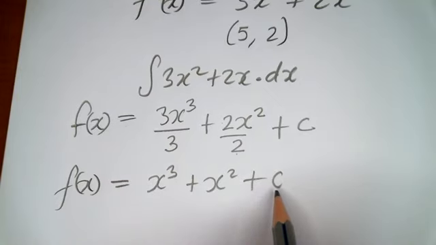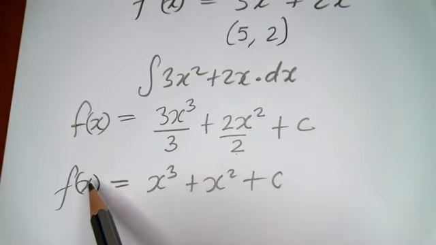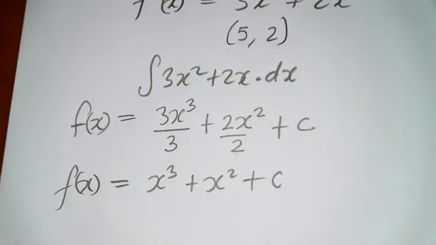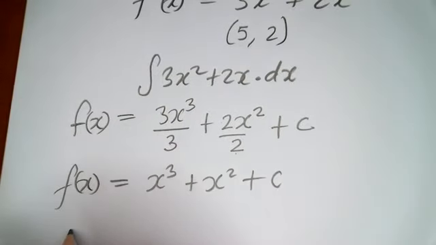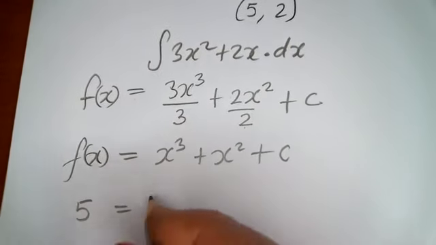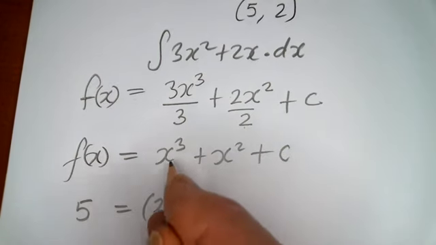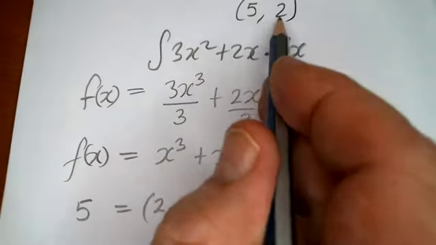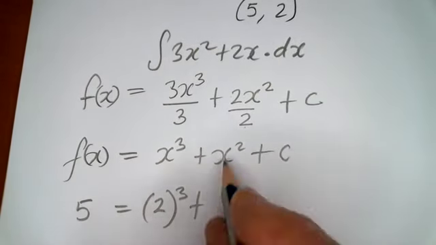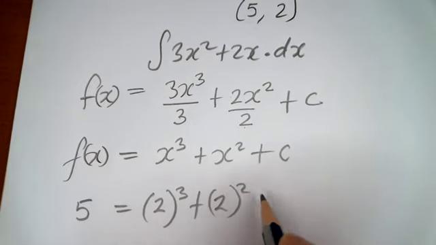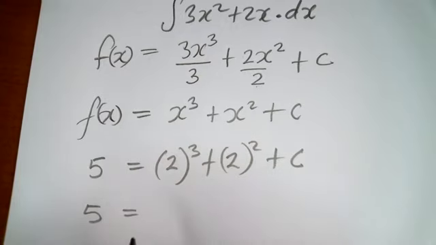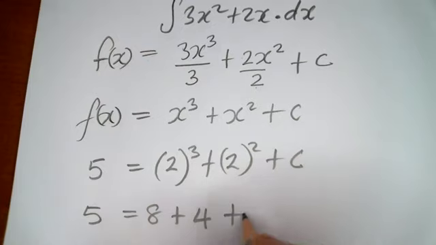But we do know that y, or f of x, same thing, is 5. When y is 5, x will be 2. So I'm going to actually put that in. So I'm going to put 5 is equal to, and this is going to be 2. I'm going to replace, every time I see an x, I'm going to put a 2 value. There it is, cubed, plus x squared, that's going to be a 2 squared, plus c. So 5 is equal to, well, 2 to the power of 3 is 8, plus, well, 2 to the power of 2 is 4, plus c.